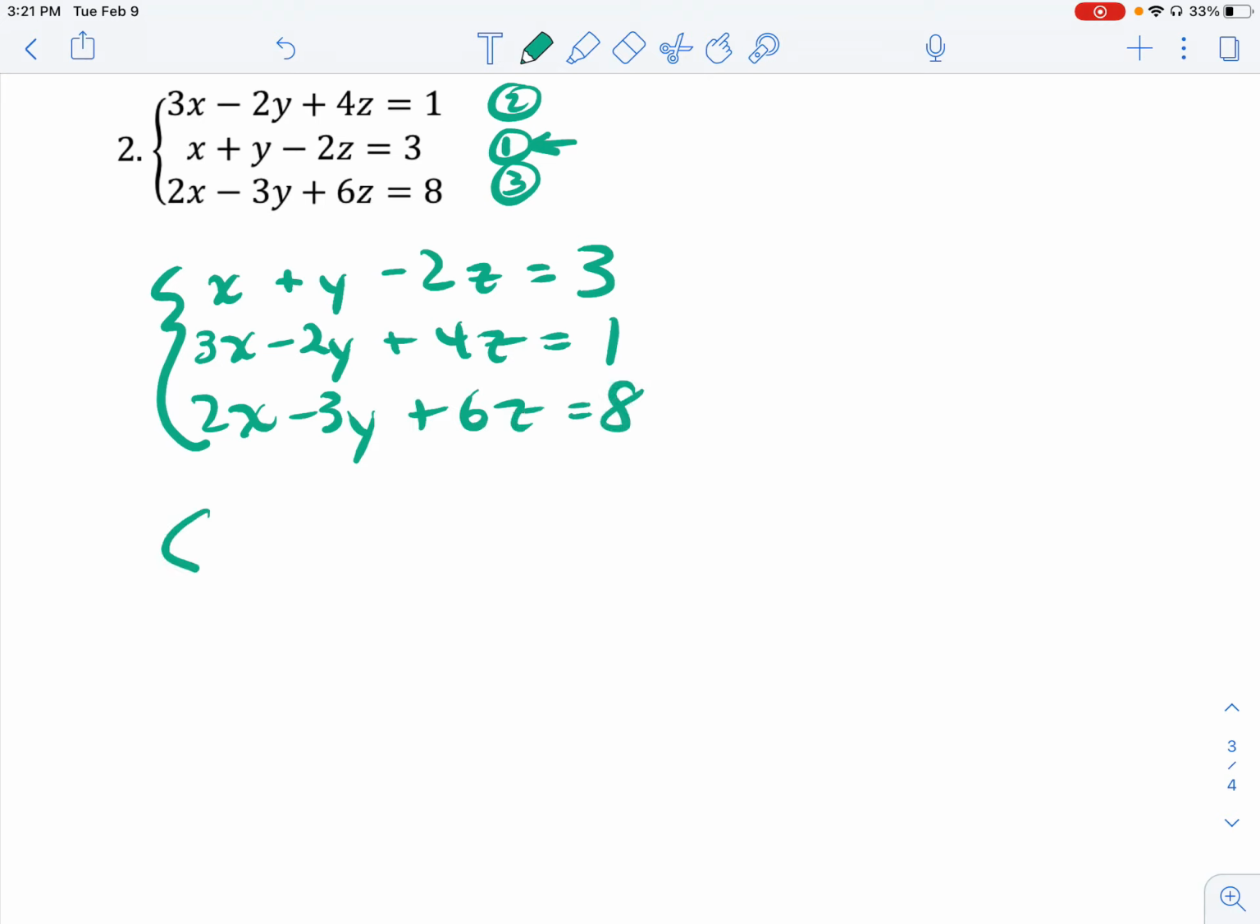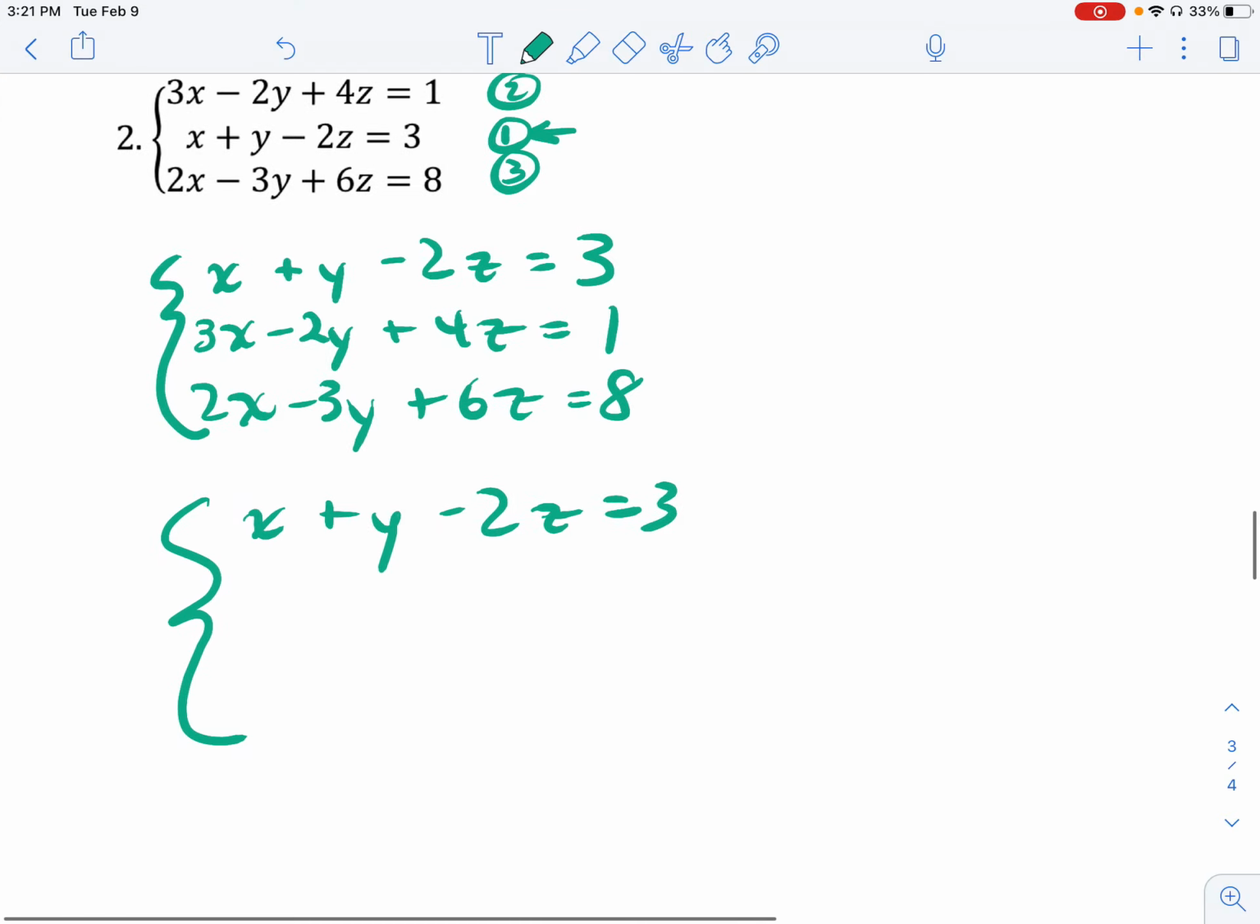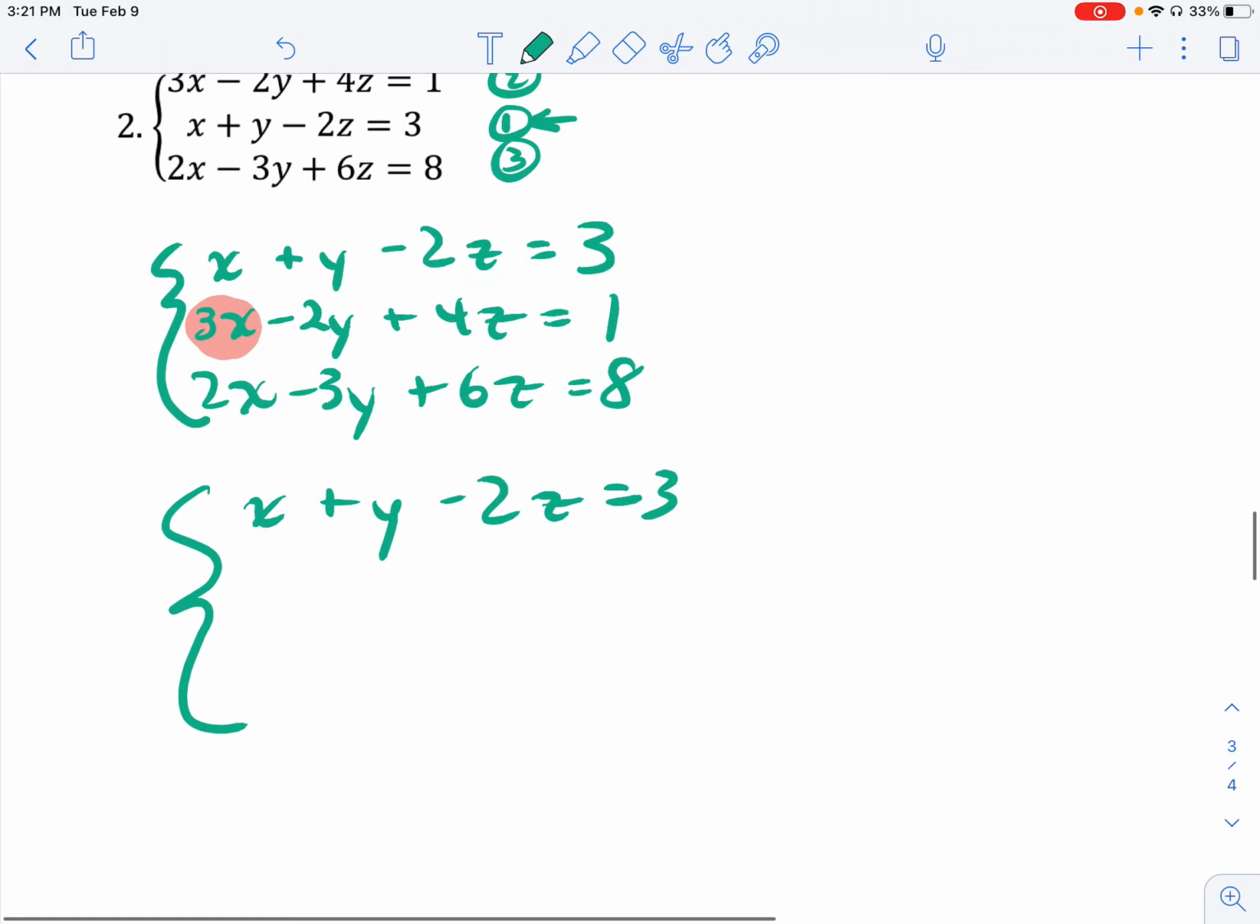Okay, so now that we have that, all right. So I'm going to write it down one more time. And this previous step was completely optional. I just didn't want to lose anyone. So my first step is to eliminate that 3x. So how do I get rid of that 3x?